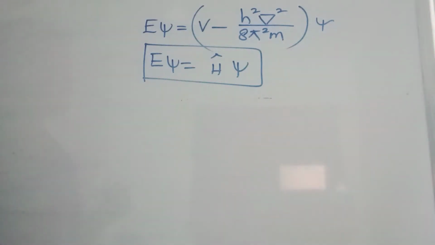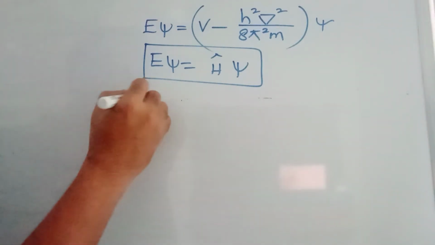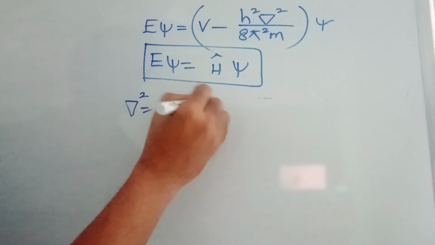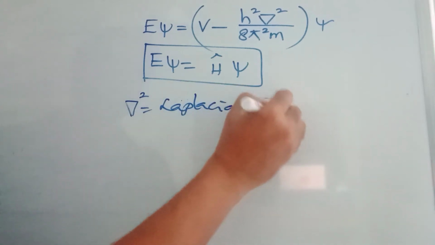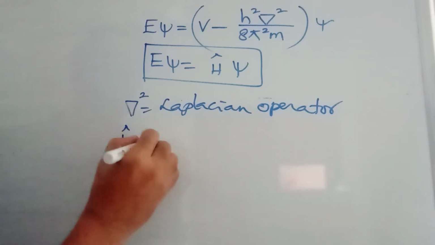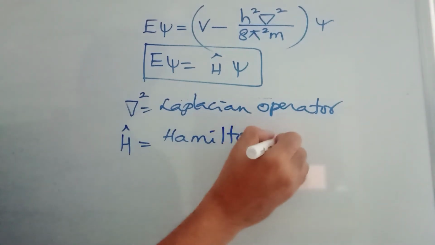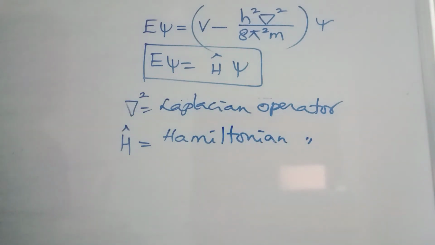Del squared is the Laplacian operator. The spellings are a little different in different books, so don't worry about them. And Ĥ is the Hamiltonian operator. So we have the Laplacian operator and the Hamiltonian operator, and Eψ = Ĥψ. If you remember up to this, that's more than sufficient.